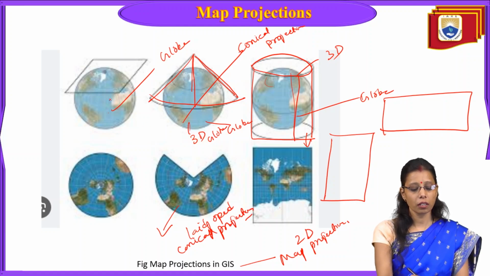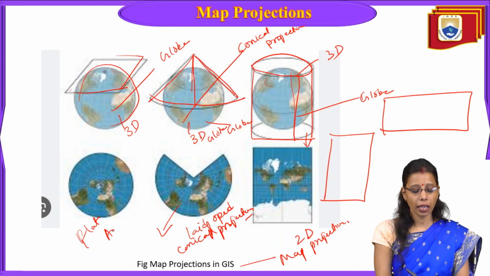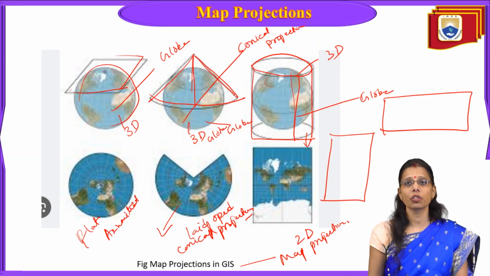Now here, we have an azimuth projection. So azimuth projection is like this: this is the globe, and over the globe you keep this 2D map, and then if you cut this map to a completely flat surface, this is called azimuth. So these are the different ways of projecting a 3D image to a 2D image.